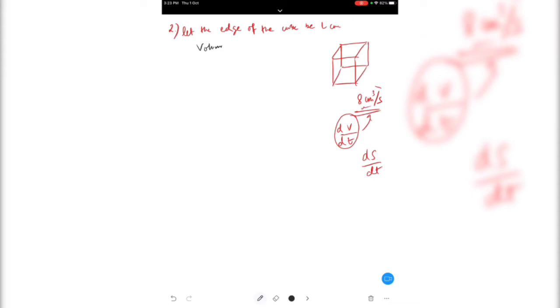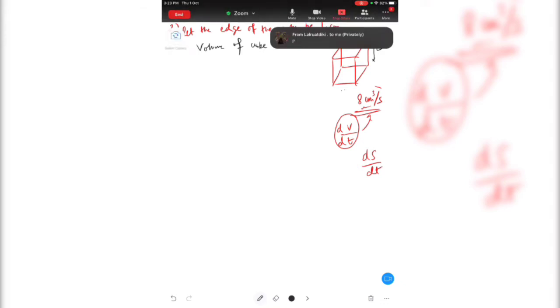What will the volume of the cube be if the length of the edge is L centimeter? What is the formula, guys? Tell me fast. If one side is L centimeter, what is the volume of the cube? Yes, that's right. Length into length.